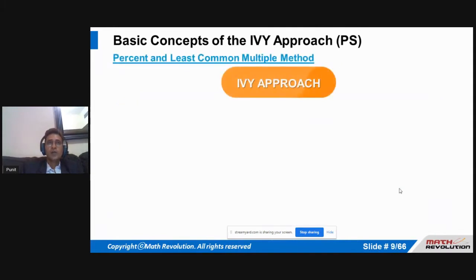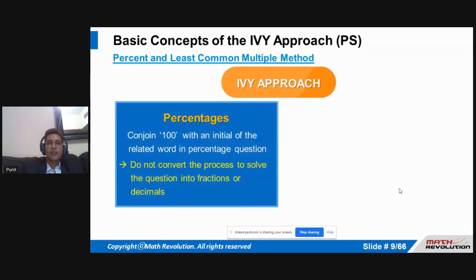The percent and the least common multiple method. I'm talking about percent and the least common multiple method first. So if you want to make a note of it, it's the percentages and it's the LCM method. When we deal with the term percentages, it's pretty visible because they have a symbol of percentage and we can easily understand. But now percentage itself is not a topic, but it's an application.